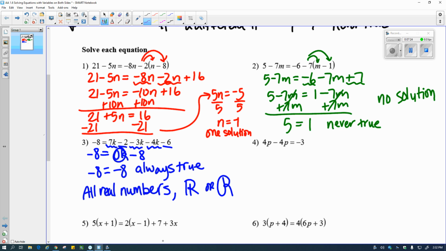I have 4p minus 4p, 0 equals negative 3. Right away I found out, when does 0 equal negative 3? That's a never true situation. We call this, again, no solution.